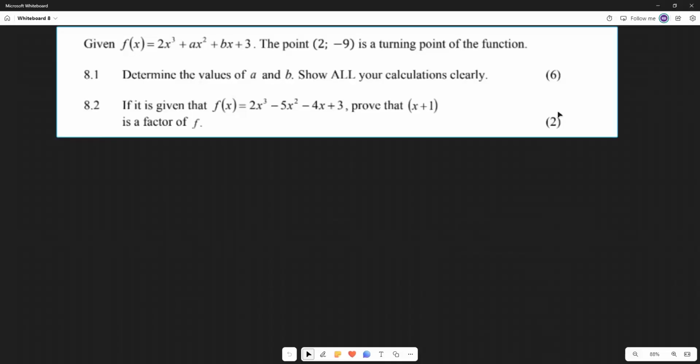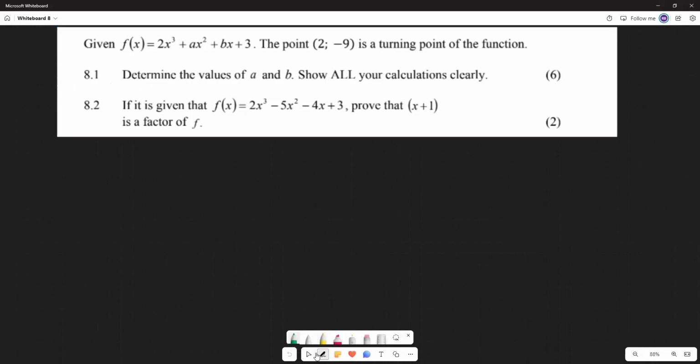In this video, we are given f of x equals 2x cubed plus ax squared plus bx plus 3. And the point (2, -9) is a turning point of the function. So they gave us the function and its turning point. Then they say determine the values of a and b. Show all your calculations clearly.